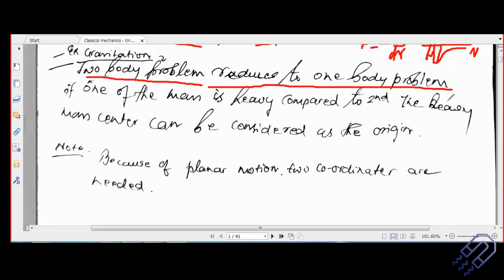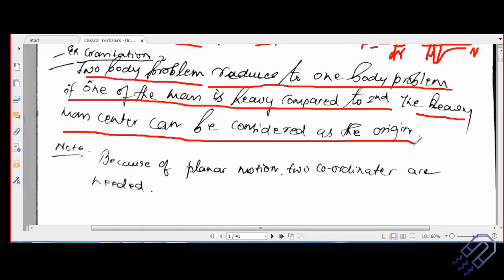Now it can be reduced to a one body problem if certain conditions are observed. So let's say, for example, if one of the masses is heavy compared to the second, then we can actually reduce it to a one body problem. This is what we are going to see now. So we can reduce this two body problem to a one body problem. So what happens is the heavy body can be considered to be the origin.